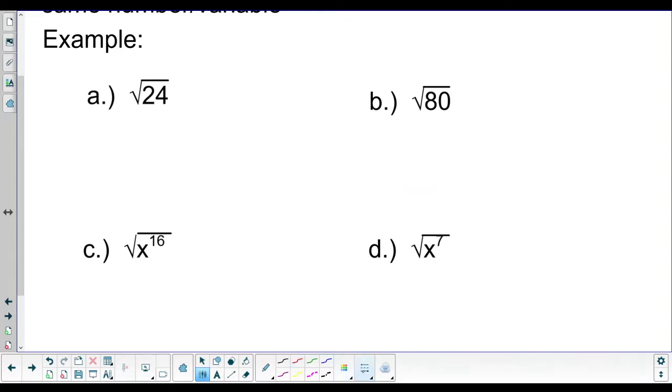We're gonna do that. So I did an example, but let's look at 24. So we're gonna factor this. We need to ask ourselves, what two things can I multiply together to get 24?